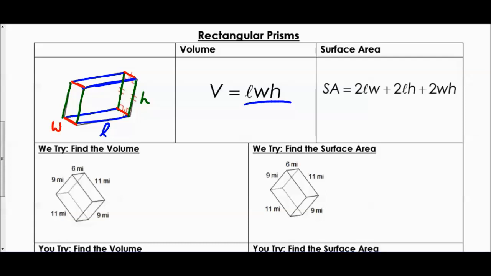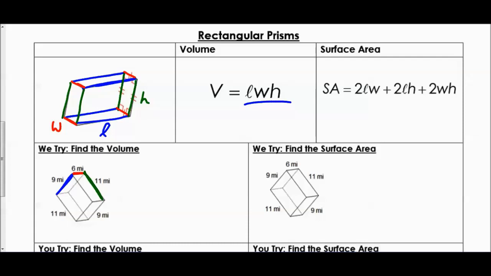You don't actually have to have it like that. Actually, we could switch the blue and the red. Your red ones could be length and your blue ones could be width. It actually doesn't matter as long as you're using them consistently. So in this first one, I'm going to call my 6 my width. I'll say 9 is my length and 11 is my height.